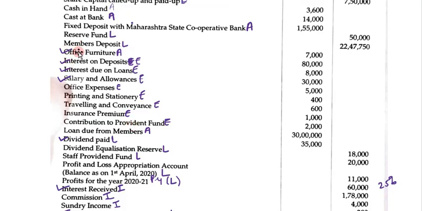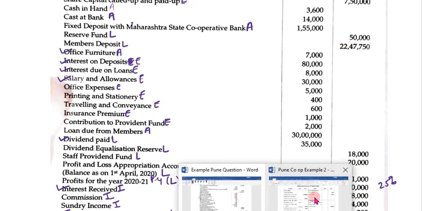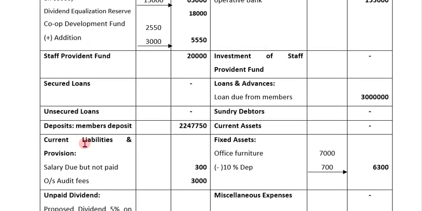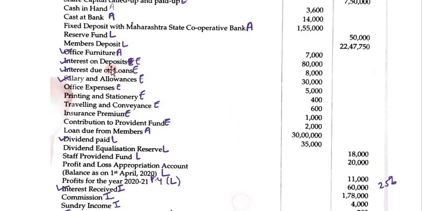After reserve fund, member deposit liabilities 22 lakhs 47,750. So this will come in liability side under the heading deposit, member deposit, and write the amount in outer column, 22 lakh 47,750. After member deposit, office furniture is assets, 7,000 rupees.